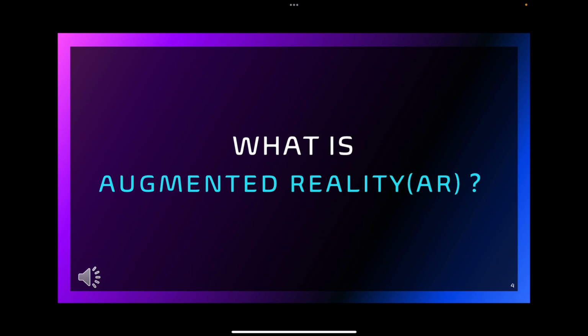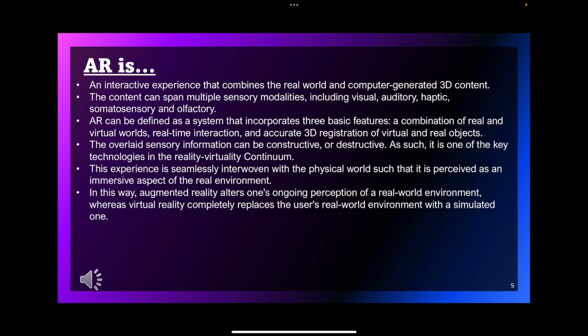So, what is augmented reality, AR? AR is an interactive experience that combines the real world and computer-generated 3D content. The content can span multiple sensory modalities including visual, auditory, haptic, somatosensory, and olfactory. AR can be defined as a system that incorporates three basic features: a combination of real and virtual worlds, real-time interaction, and accurate 3D registration of virtual and real objects.